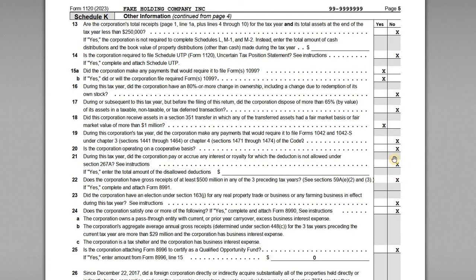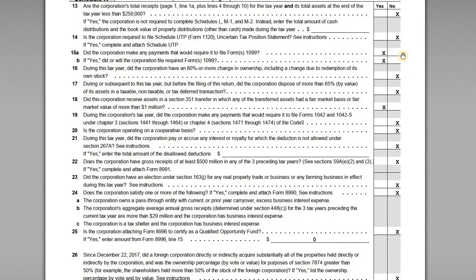Schedule K, page 5. So again, a number of yes or no questions. So 13, are the corporation's total receipts and assets under 250? And the answer is no, right? Our total receipts are under 250, but our assets are in excess of $1 million. So we have to complete Schedule L, M-1, and M-2. We did have to prepare and file 1099, so that was taken care of.